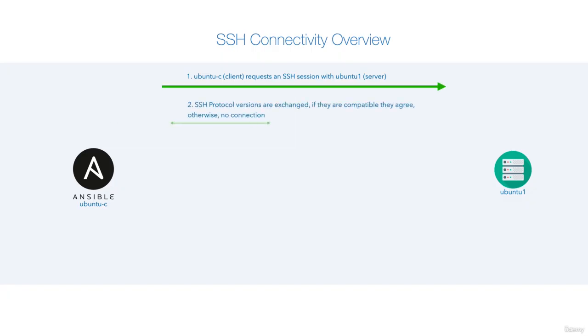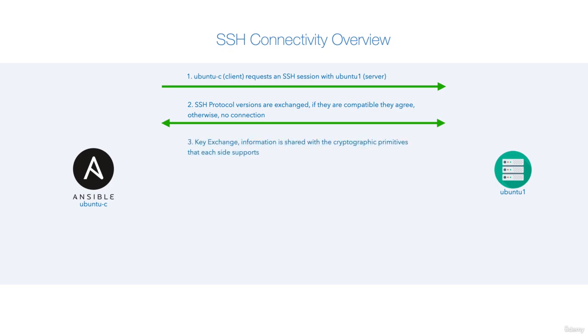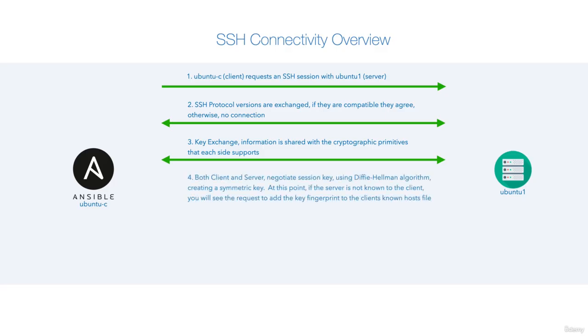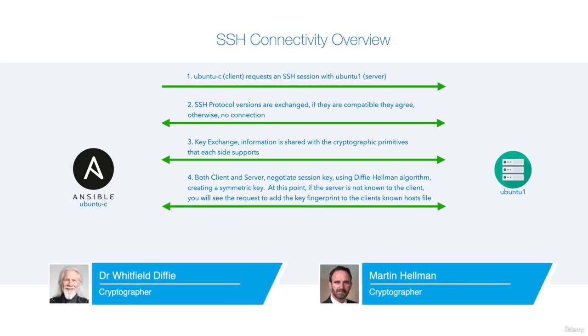Both the server ubuntu-c and ubuntu1 exchange the SSH protocol versions that they support. If they're compatible, they agree. Otherwise, the connection will be stopped at this point. Then a key exchange takes place with the cryptographic primitives that each side supports. After they've agreed on the cryptographic primitives, they negotiate a session key using the Diffie-Hellman algorithm.